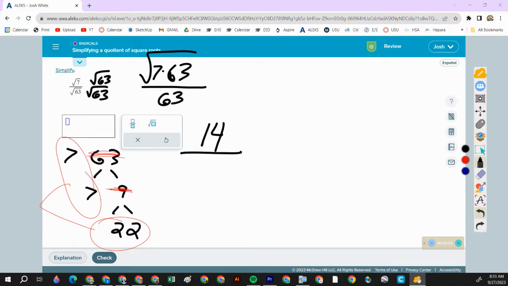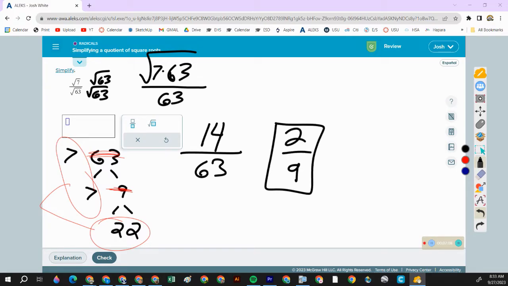So 14 over 63. Do 14 and 63 have any common factors? 7. So we pull out a 7 and we get 2 over 9. That is the simplified version.